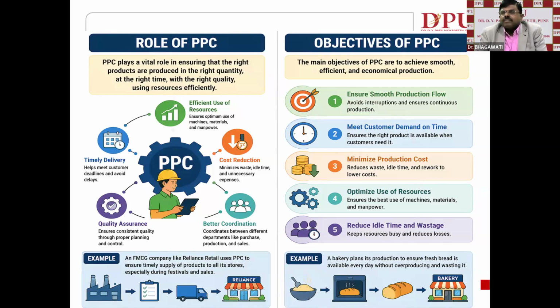Optimize use of resources. Ensure the best use of machinery, materials, and manpower. Reduce idle time and wastages. Keep resources busy and reduce losses. Machinery should be working and should not stop in between. The worker should not be idle because the machine has broken down. There should not be any wastage of raw material. The raw material should be available in time as per the specification. All these are objectives of PPC.